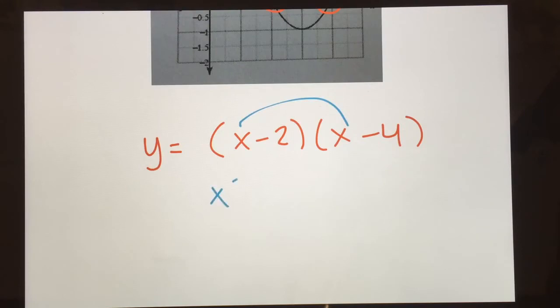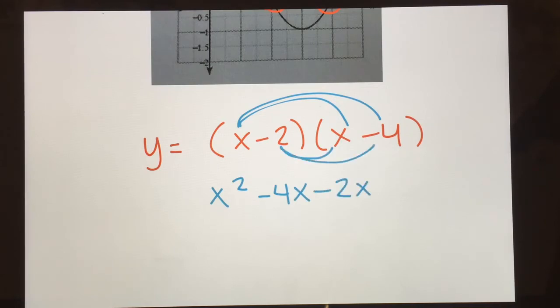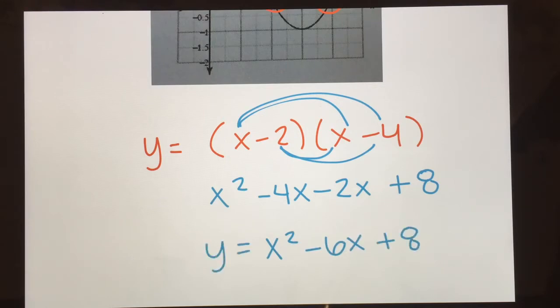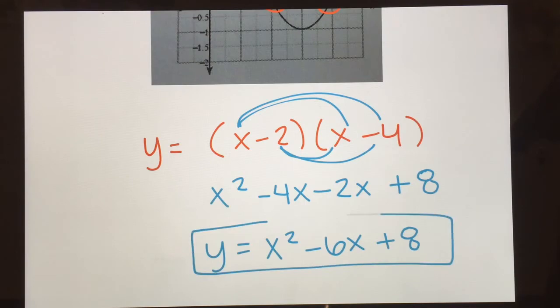X times x is x squared. X times negative 4 is negative 4x. Negative 2 times x is negative 2x. Negative 2 times negative 4 is positive 8. And then I'm going to go ahead and combine my like terms, and put my y equals in front because it's the equation of a parabola. And I'm completely finished.